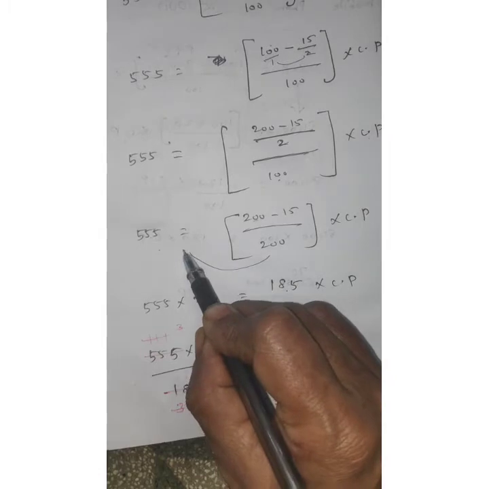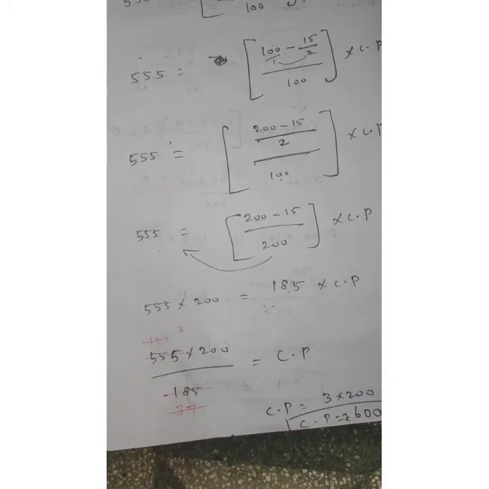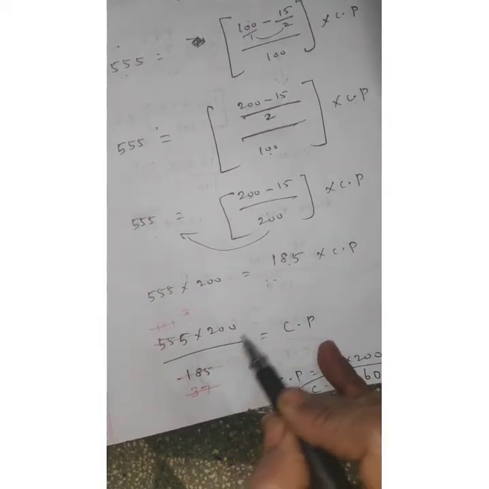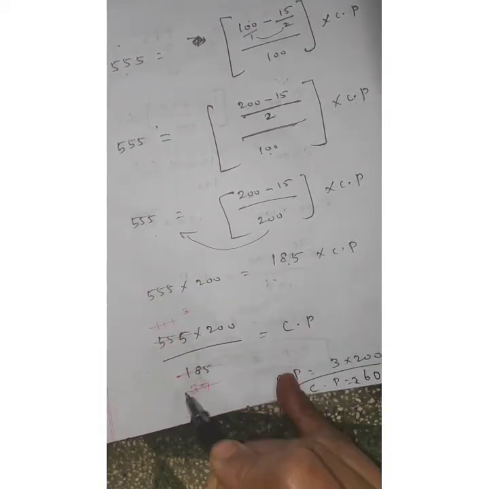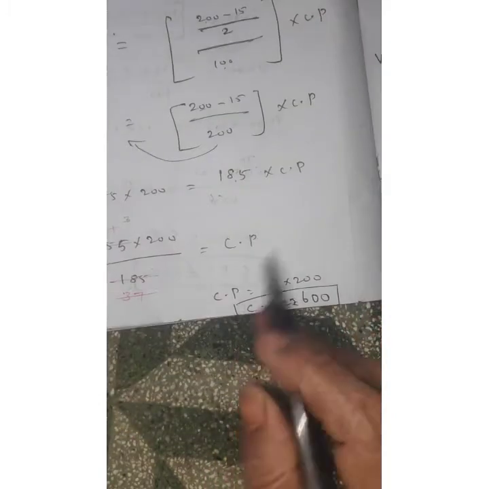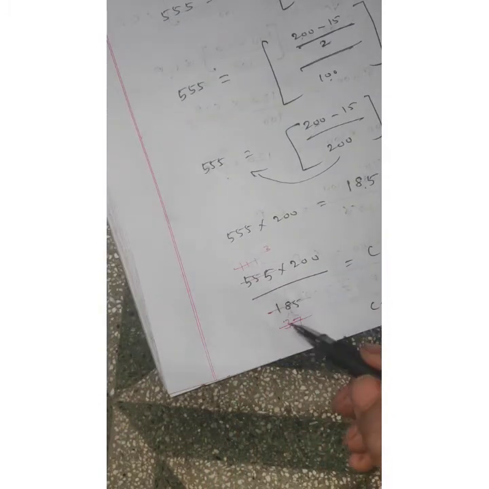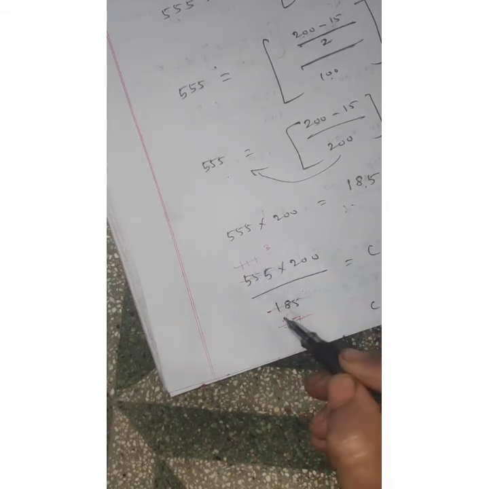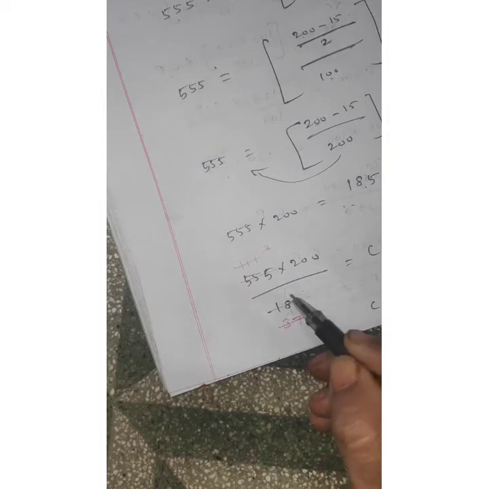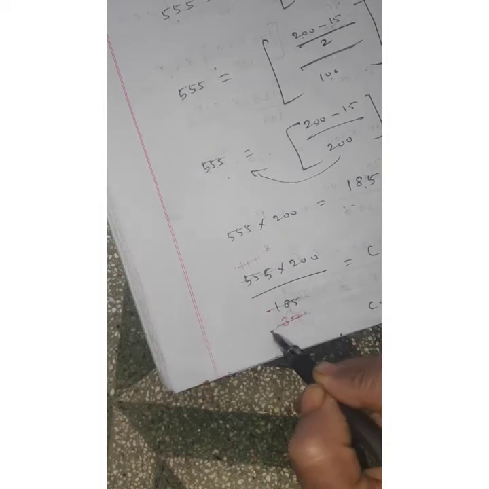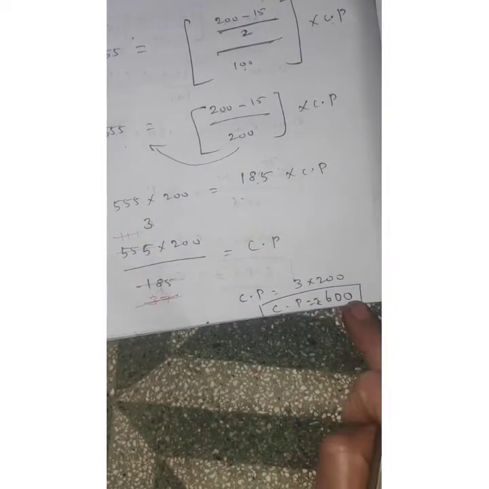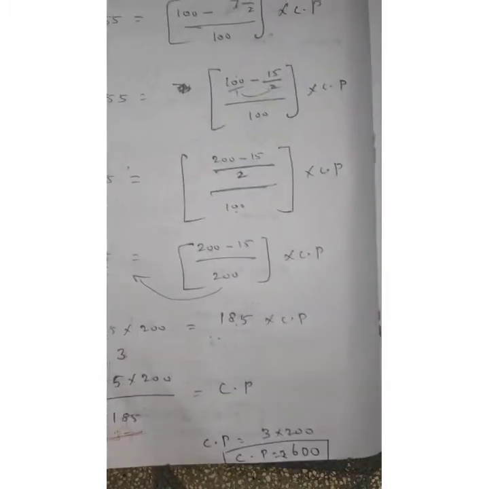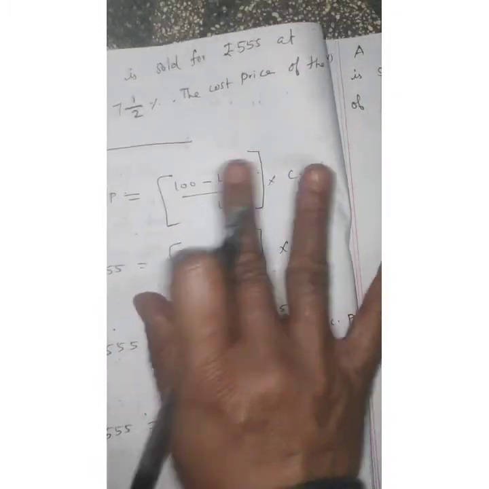This 200, do the cross multiplication: 555 into 200 equals 185 into CP. Now CP value equals, changing into division, 555 into 200 divided by 185. Cancel very carefully using the fifth table: 5 ones are 5. 3 fives are 15, remaining 3, 7 fives are 35. 1 37 is 37, 3 37s are 111. 3 into 200 equals 600. Now the CP value is rupees 600, the answer.